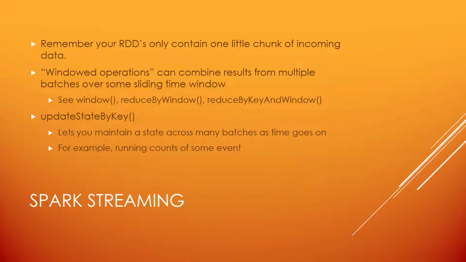Some gotchas. Remember, your RDDs are only going to contain one little chunk of incoming data. Now what you can do is windowed operations. With a windowed operation, you can combine results from multiple batches over some sliding time window automatically. So there are functions like window, reduceByWindow, and reduceByKeyAndWindow. Those window functions allow you to do a reduction over some time going back in the past. So I could say, go back for the past minute, the past hour, the past day, whatever it is, and reduce my information down based on that window of information.